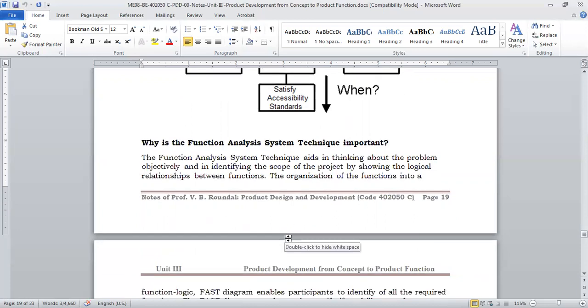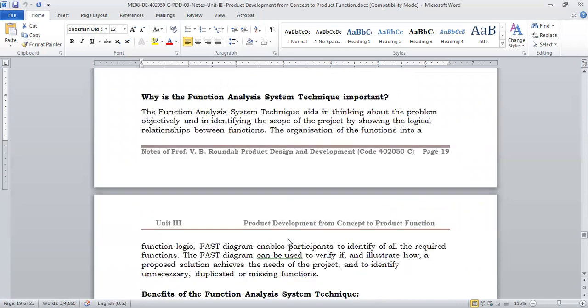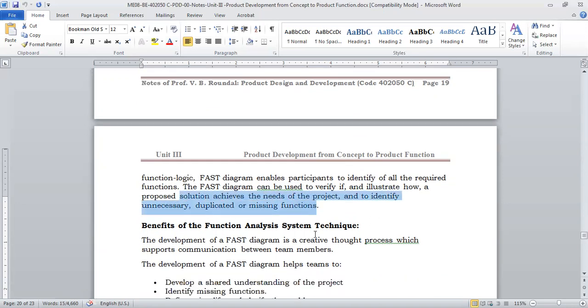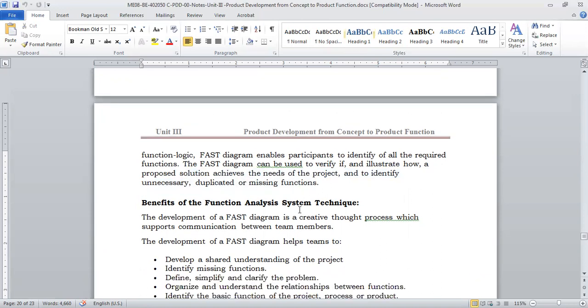The Functional Analysis System Technique helps in identifying the scope of the project, because we are showing the relationship between the functions, processes, and so on in a graphical way, so it will be easy to understand the relationship between them. In this method, we organize the functions into function logic, right? It is used to verify and illustrate how the proposed solution achieves the needs of the project. Whatever solution we have suggested, how it will help in solving the problem is shown in a graphical way in this FAST method.